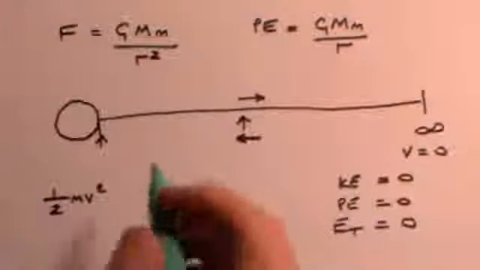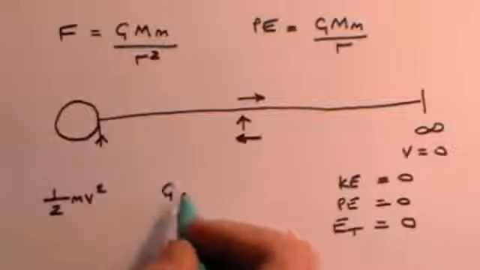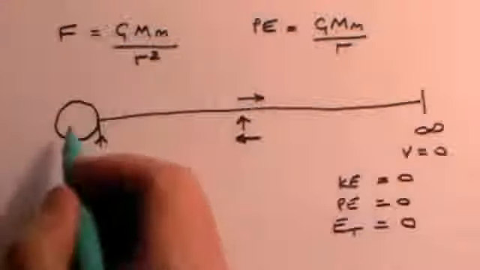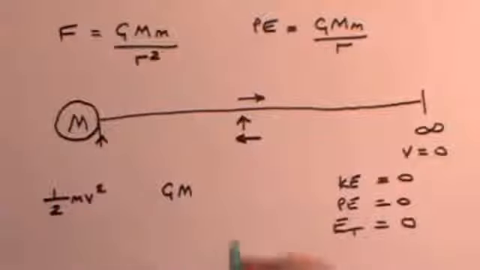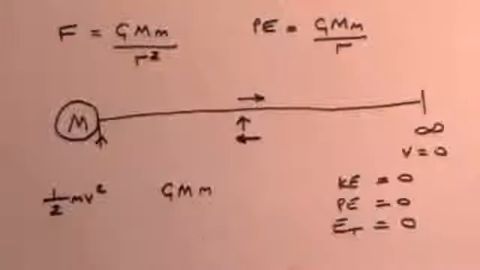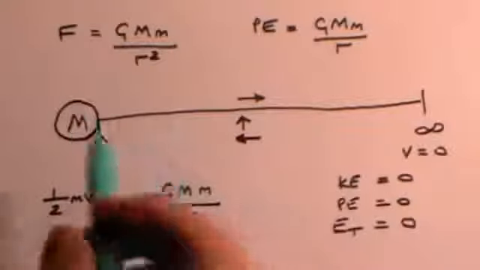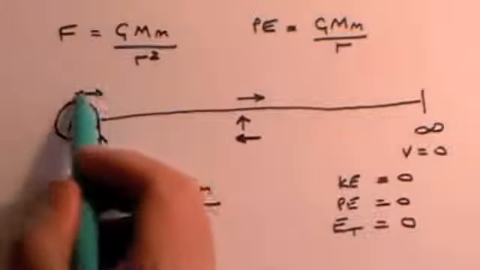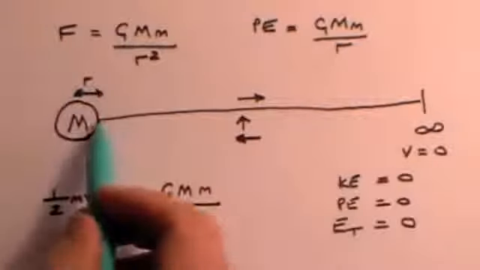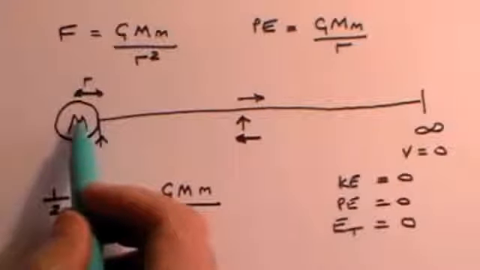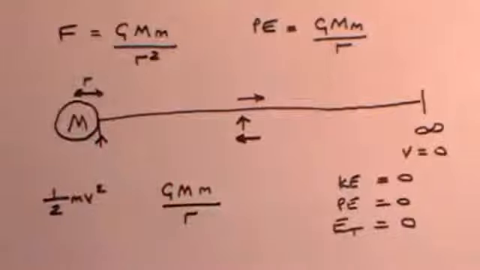It would also have a potential energy, and that potential energy would be G times M, where M is the mass of the Earth, times m, where m is the mass of the tennis ball, divided by r. And r will simply be, for these purposes, the distance between the tennis ball on the surface of the Earth and the centre of the Earth. In other words, it will be the radius of the Earth.